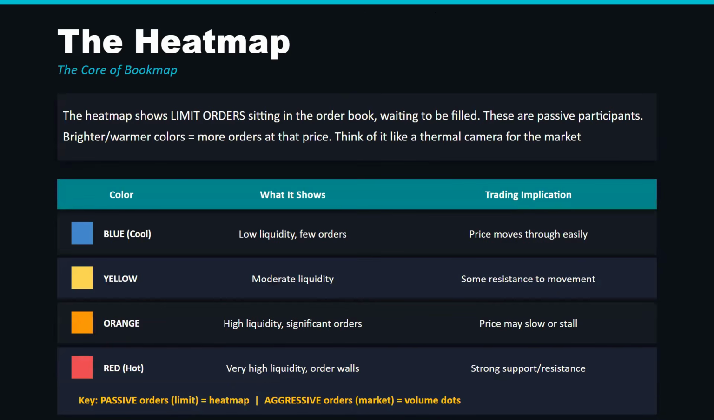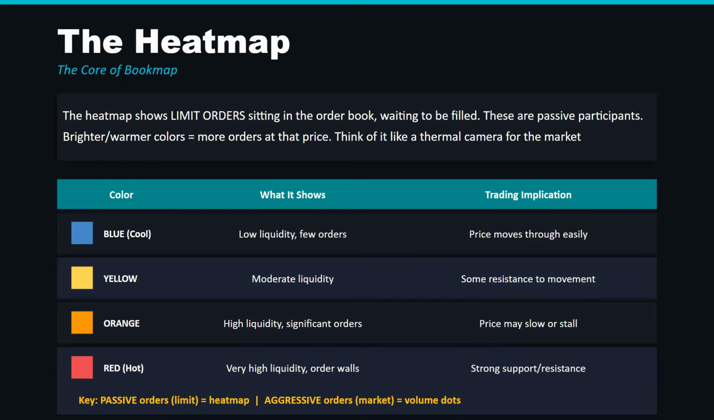So the actual heat map, this is pretty much the core of Bookmap itself. It looks like absolute chaos when you first look at it, but after you do some tweaking in the settings, it's usually not too bad and you'll pick it up very quickly. So think of it kind of like a thermal camera for the market.